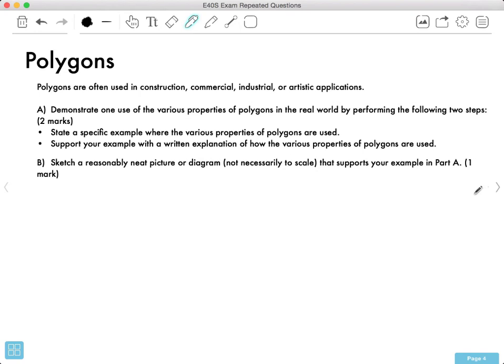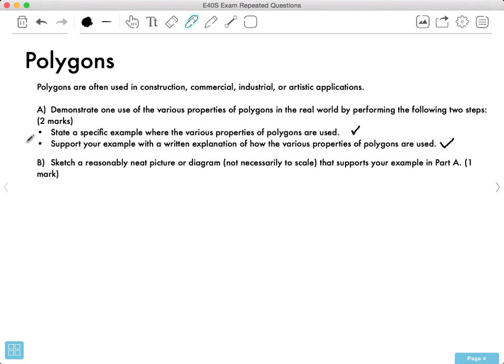The next question's on polygons. It sort of starts the same way. You'll see when you get to the exam, this opening sentence tells you you're on one of these questions. Polygons are often used in construction, commercial, industrial, or artistic applications. So you have to demonstrate one use of the properties of polygons by performing the following 2 steps. So again, you have to state where it's used, give an explanation of how it's used, and draw a picture.